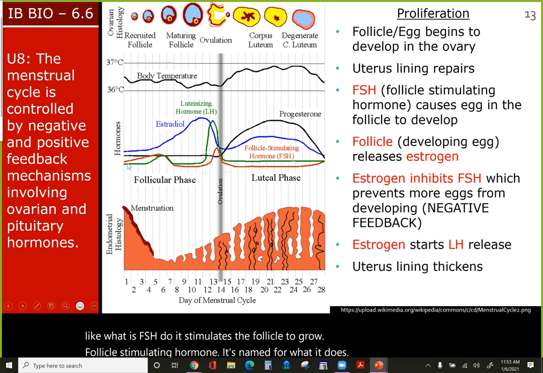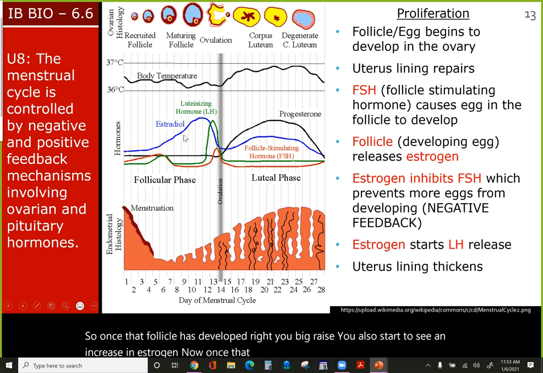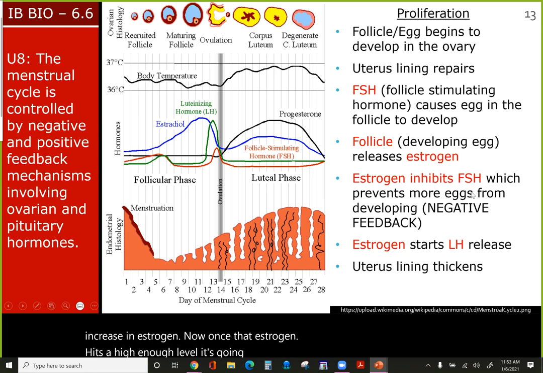So once that follicle has developed, you see big rays. You'll also start to see an increase in estrogen. Now, once that estrogen hits a high enough level, it's going to inhibit FSH because we don't want to stimulate more eggs to grow. We only want one egg developing at a time.